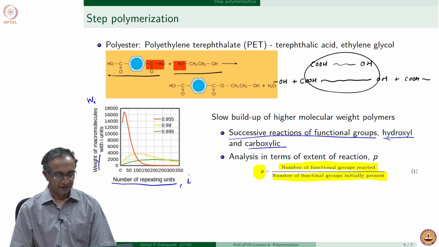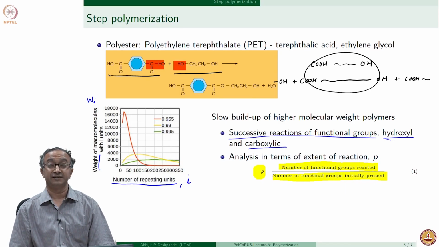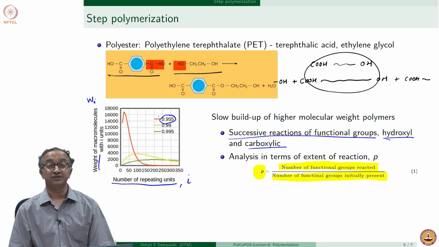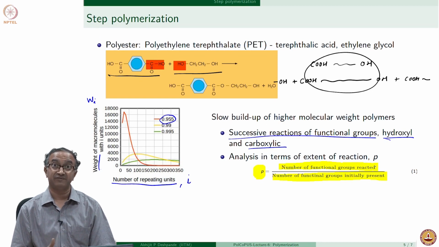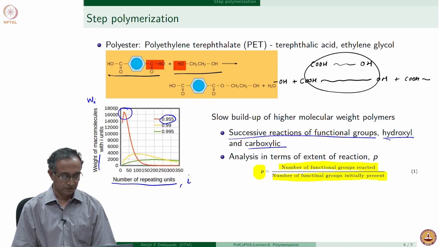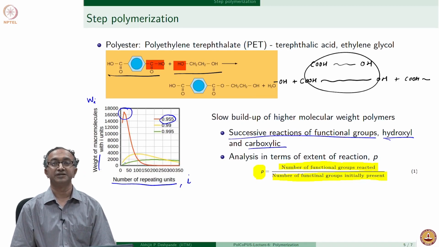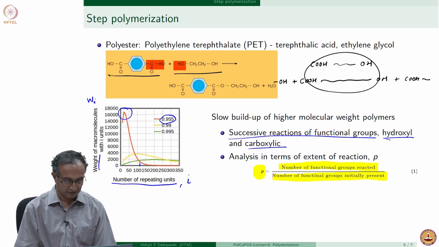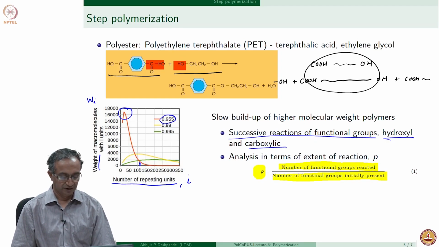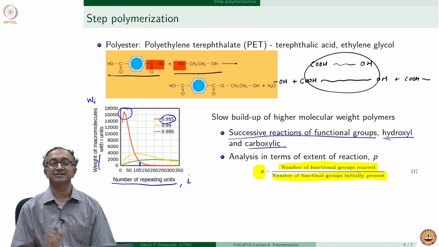What you can see is if the reaction has gone up to 95.5%, which means the extent of reaction is 0.955, so the number of functional groups which have reacted is 95.5%, even then macromolecules contain only 20 or 30 repeating units largely. Of course, there are some macromolecules, maybe about 500 weight, with 120 repeating units and so on. But you can see that the smaller fragments are still there.